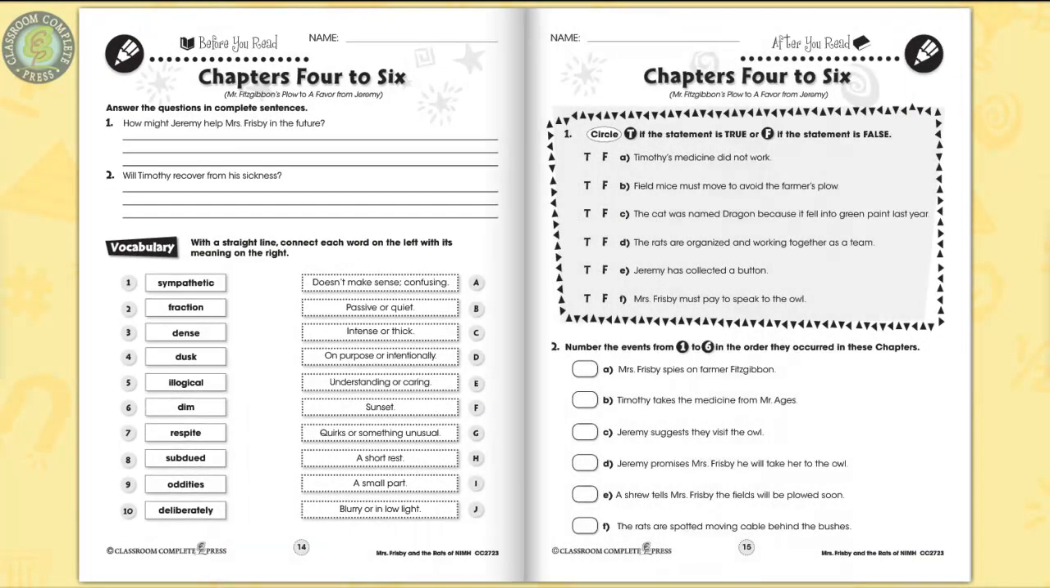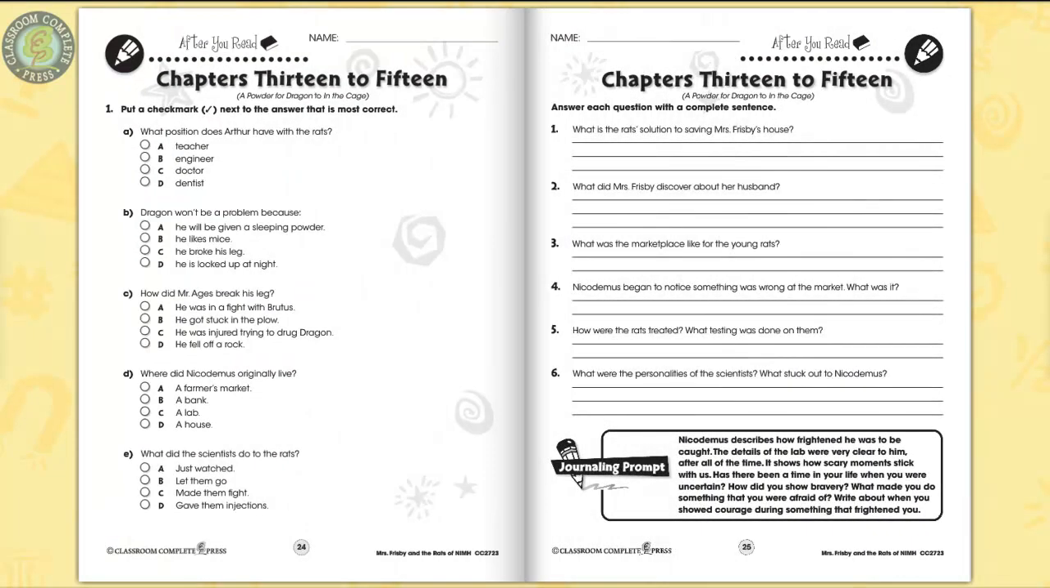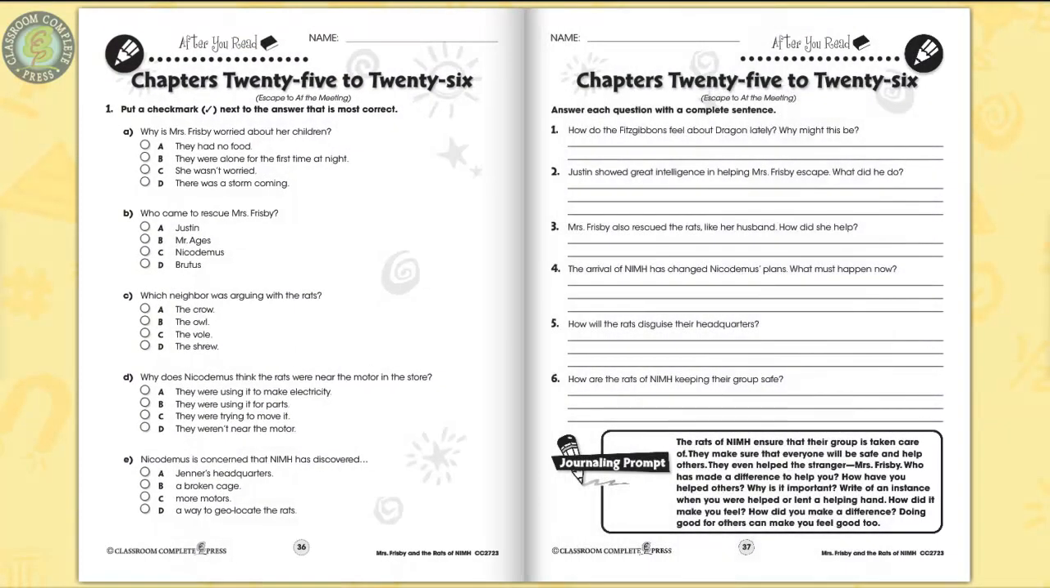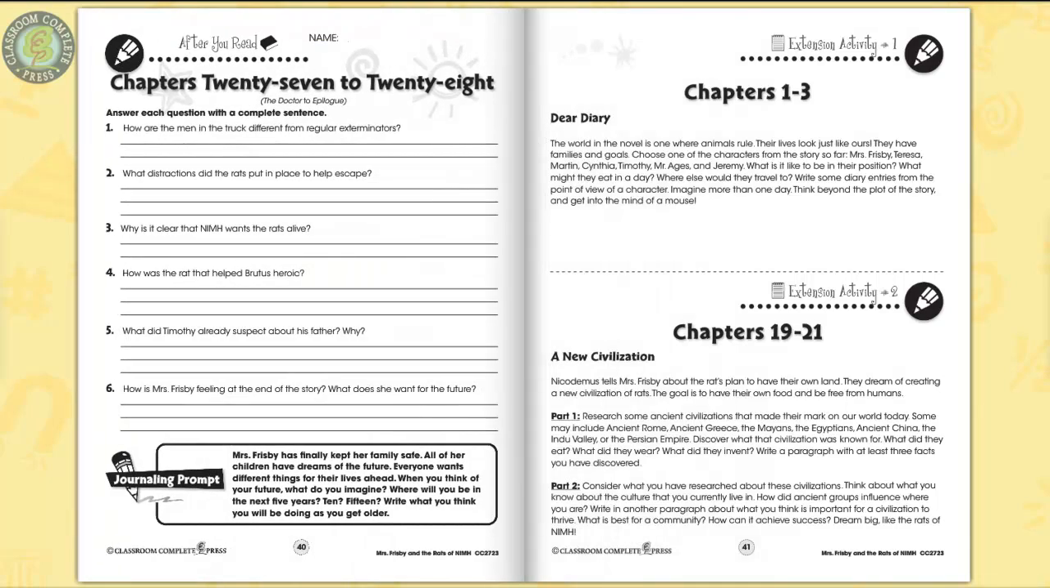biography. Predict how Jeremy might help Mrs. Frisby. Identify the traits of key animals from the story with examples from the text. Detail the rat's solution to saving Mrs. Frisby's house. Describe an instance when you helped someone in need. 4 additional extension activities follow.